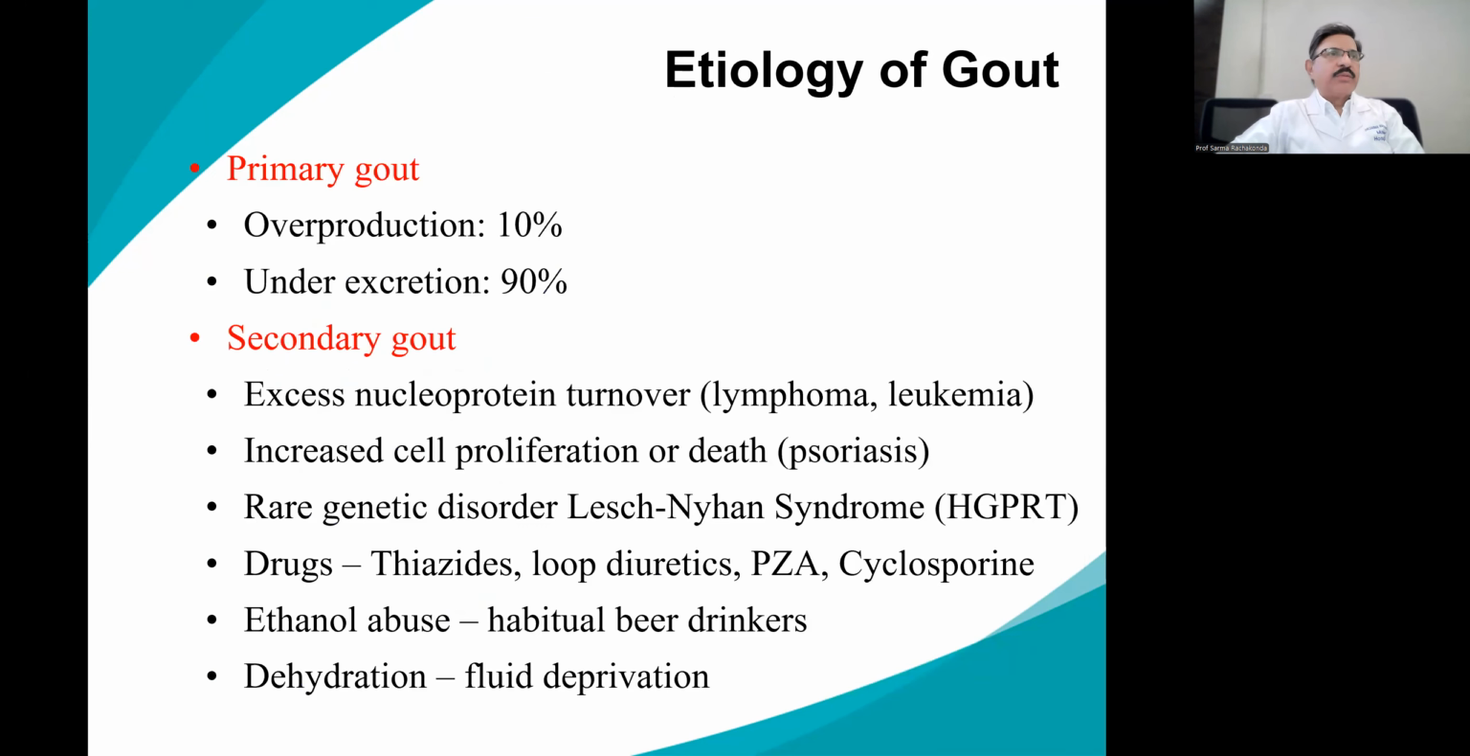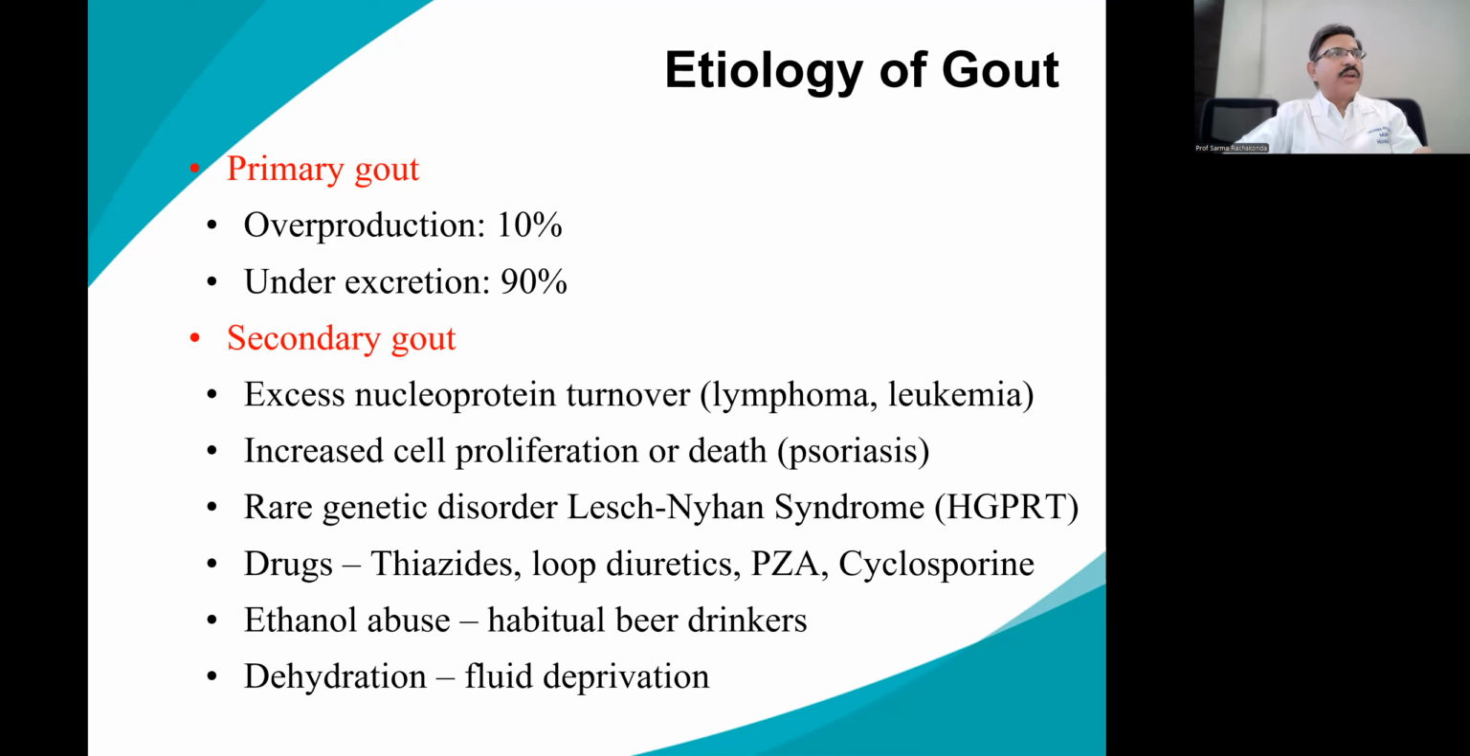So primary gout: there are 2 types of gout, just like primary hypertension and secondary hypertension, primary diabetes and secondary diabetes. Primary means cause unknown. Secondary means there is a genetic defect or some problem. So 10% is called overproduction gout, and 90% is called under excretion gout. Primary gout is of 2 types, either due to overproduction or due to under excretion.